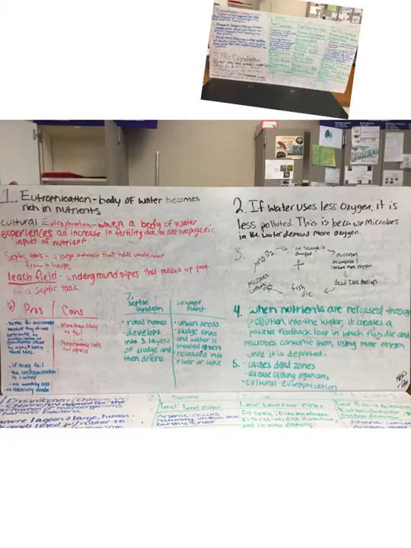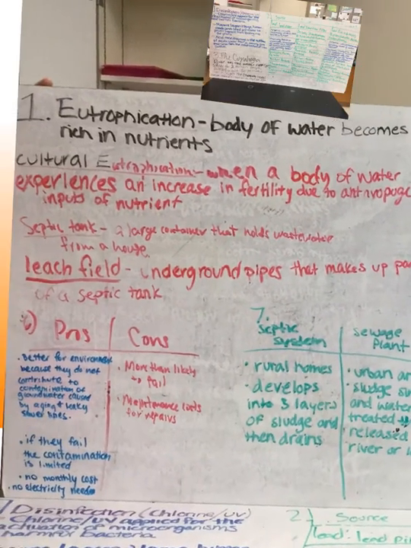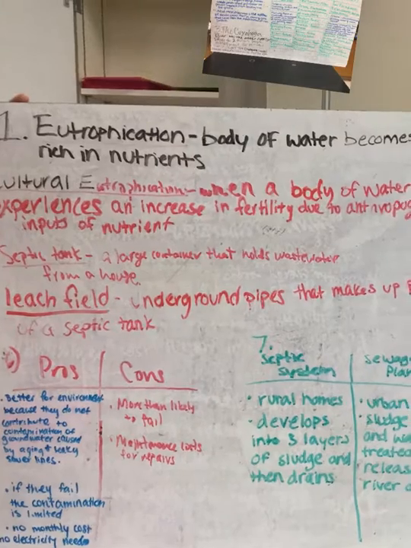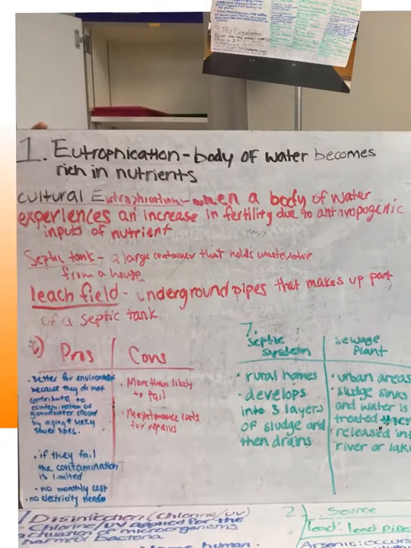Okay, let's look at this guy over here. This is a pretty good board as well. Eutrophication, there's two types of eutrophication. One which is natural, which comes from just nutrients accumulating from dead organic material. Cultural eutrophication has to do with people, anthropogenic.